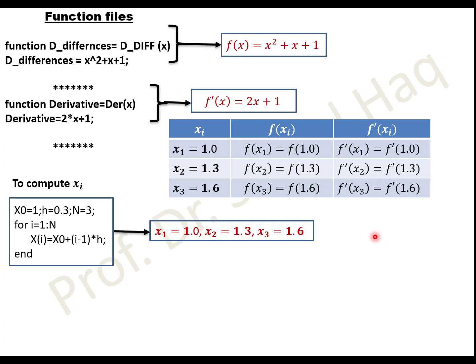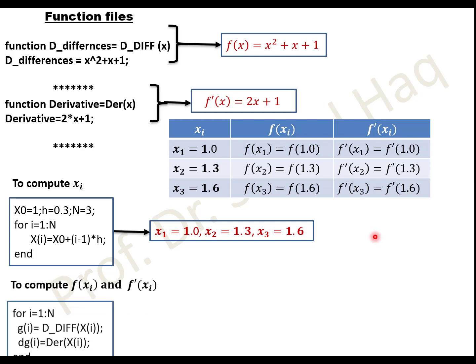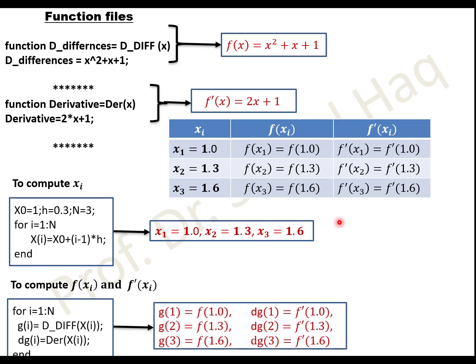Now the next target is to find out values of the function and derivative at xi's. So let's see that what we are doing in this case. The target is to find out a value of the function at these 3 points, in other words, to generate this column, and derivatives of the function at data points to generate the third column. And these are the values.